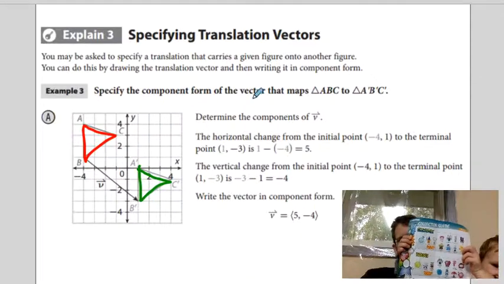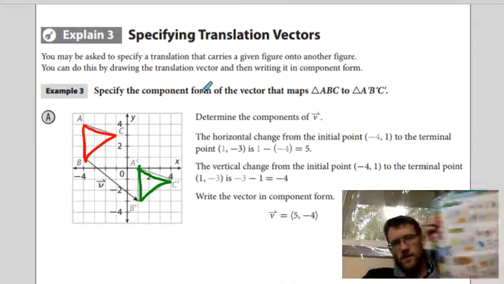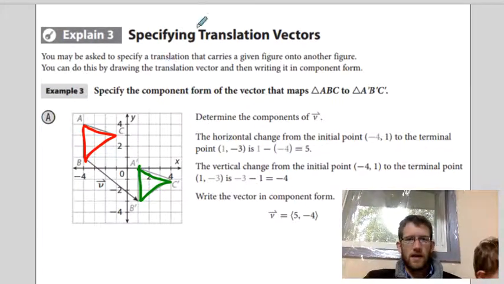So we've obviously moved to the right, moved down. So therefore our first value is going to be positive. Our second value will be negative. And we can get a little more specific.